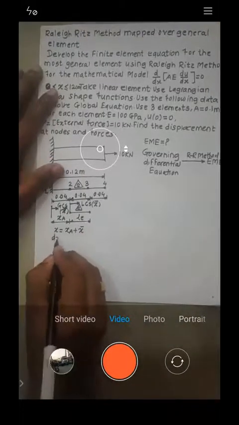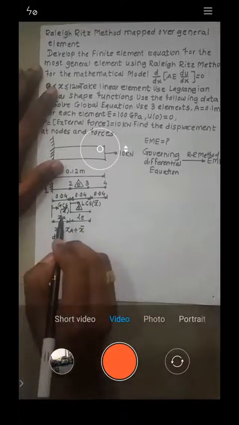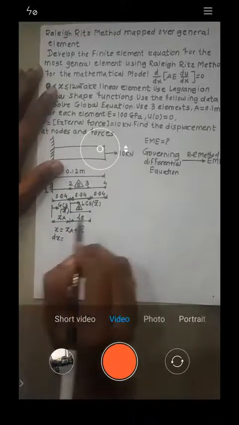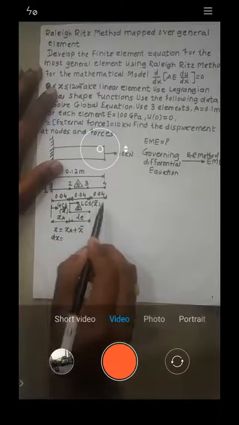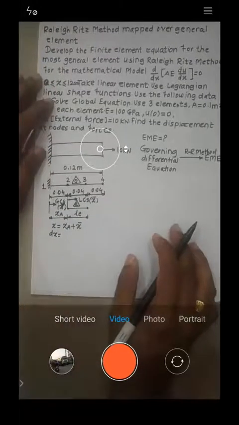Local is only X bar and global is XA plus X bar, because what is the distance between X and X bar? It is XA. See here, this is global, that is x, and this is local, that is x bar. The distance between x and x bar is xa, right? Is it okay?